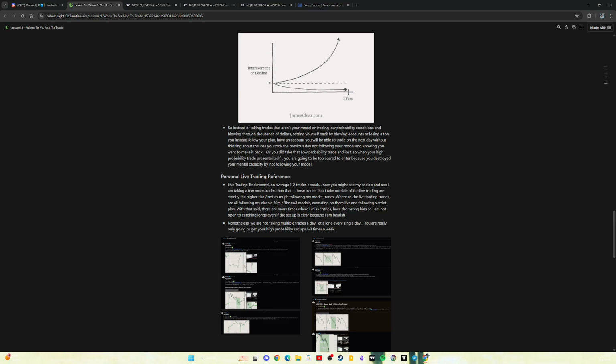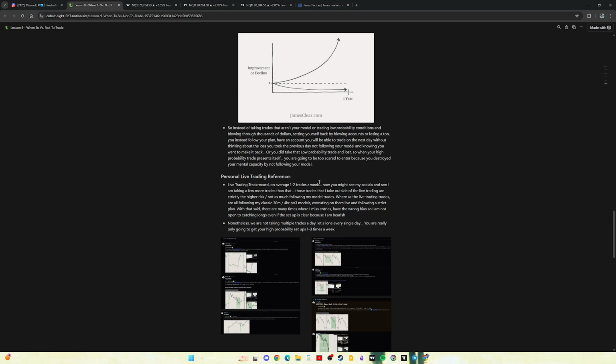Or you end up taking a low probability trade and you lose. So when eventually that high probability trade presents itself, you're going to hesitate. You're going to be too scared to enter because you destroyed your mental capacity by not following your model on the previous day and taking a loss. You're going to hesitate when the time comes where your high probability model actually presents itself.